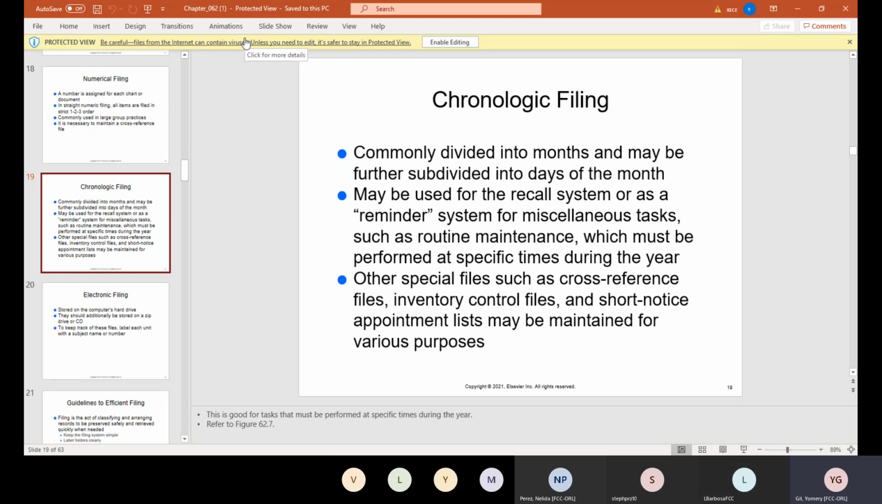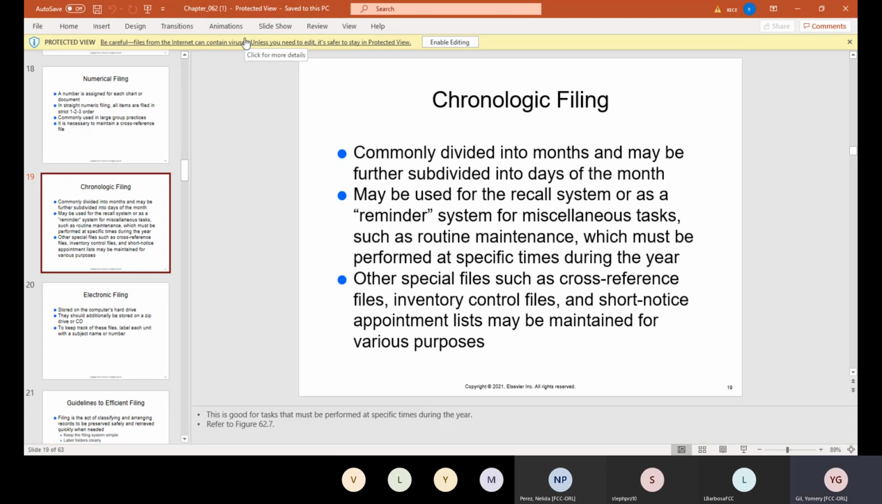If the office is a private office and it's not that big, usually they will use alphabetical filing because it's easy. But if it's a corporation, I'm not going to say what company I worked for, but they have hundreds of offices, then they use chronological filing because they see tens of thousands of patients.